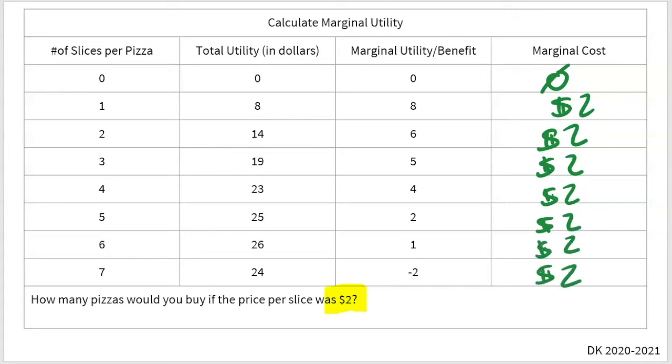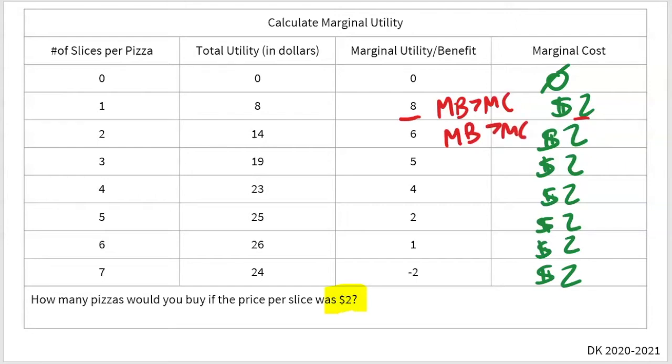And so now we can calculate marginal analysis. How many pizzas should you buy if this is our marginal utility and marginal cost? Are we going to consume our first slice of pizza? The answer is yes, because we're gaining $8 worth of satisfaction while it's only costing us $2. So our marginal benefit is greater than our marginal cost. Are we going to buy the second slice of pizza? Yet again, the answer is yes, because we're getting $6 worth of benefit, and it's only costing us $2.